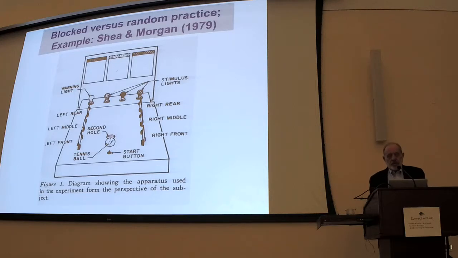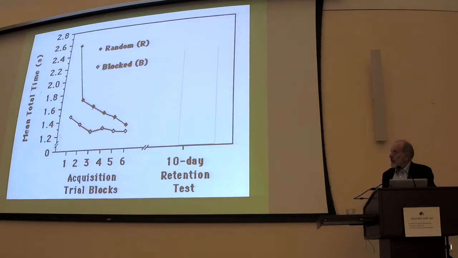Their novel condition was you got the same 54 trials, 18 on each, but which one you had to perform on each trial was random. So an interleaved random schedule of practice versus a block schedule. Now again, this is performance across blocks of 3 trials. Down is good, they're getting faster and faster as they practice.